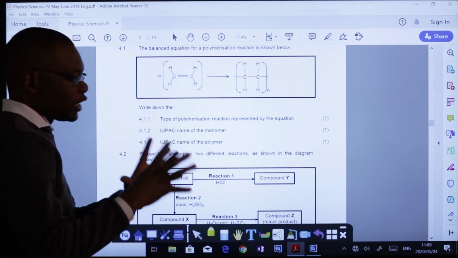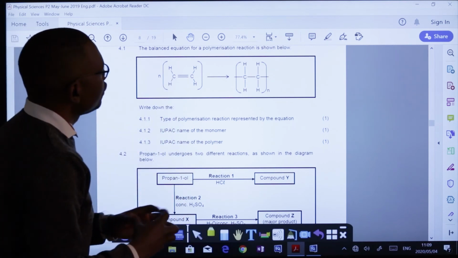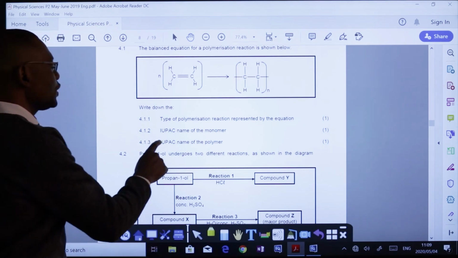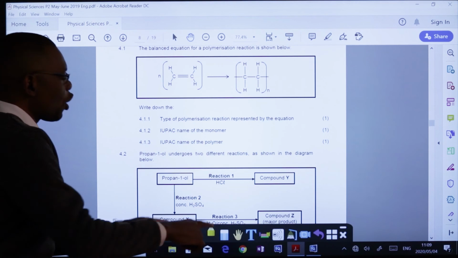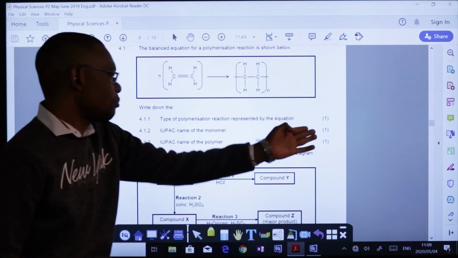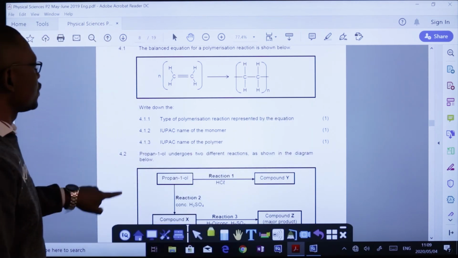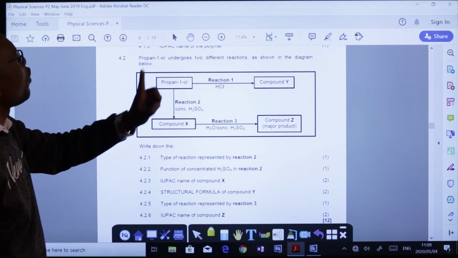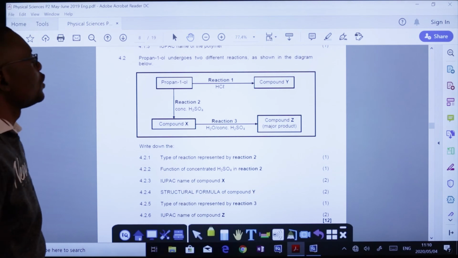Monomer is the 1 unit from which the polymer is going to be made from. So it's going to be ethene. And then the polymer is going to be polyethene. See, just for 1 mark, 1 mark, 1 mark. So this is very simple and straightforward. Okay. But the second question is saying propan-1-ol undergoes 2 different reactions as shown in the diagram below.